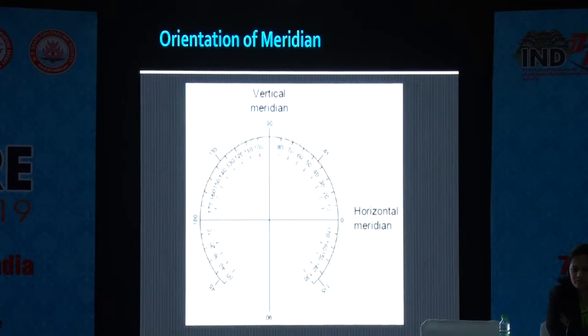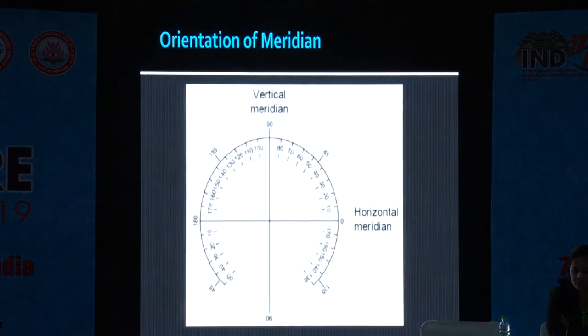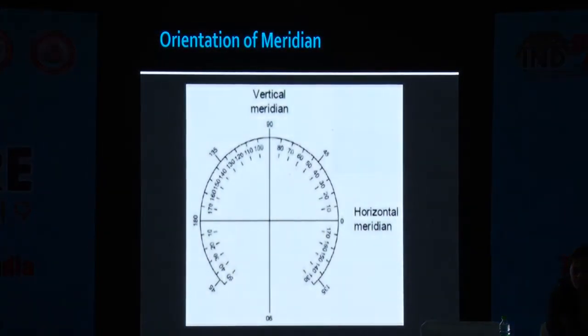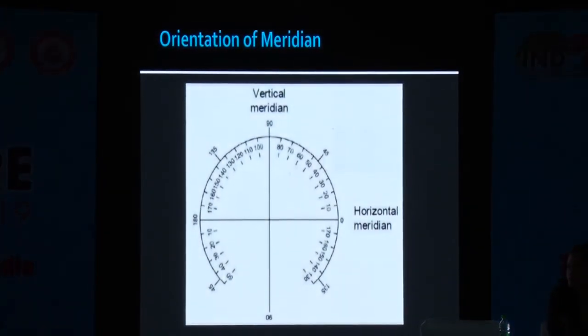This is a pictorial diagram of the meridians. We have the vertical meridian, 90 degree to 90 degree and 0 to 180 degree. Always one has to keep in mind that the right side is the 0 degree, whether it be the right eye or the left eye.